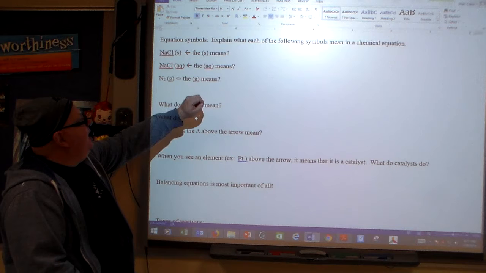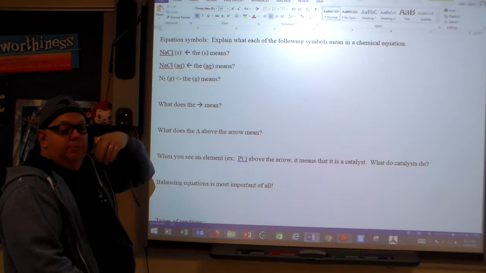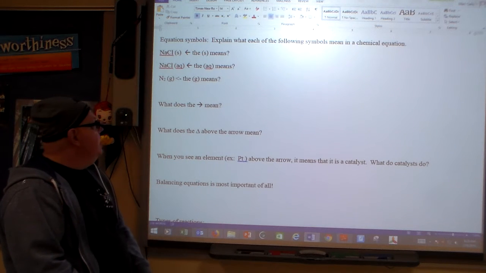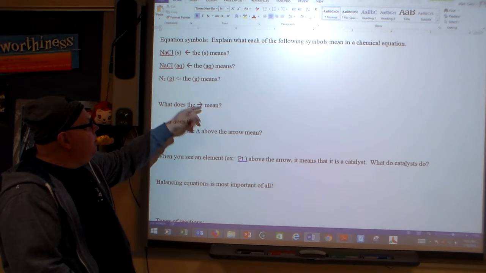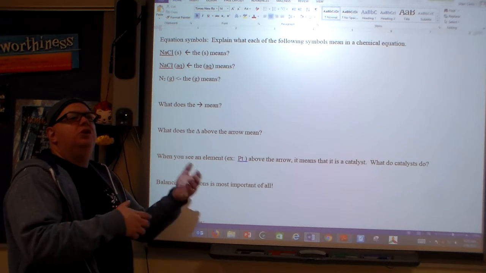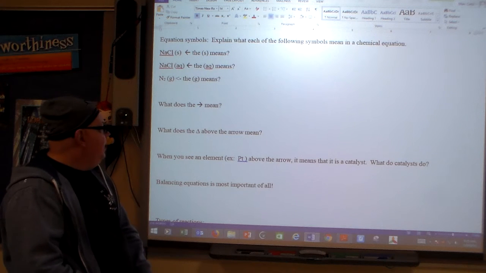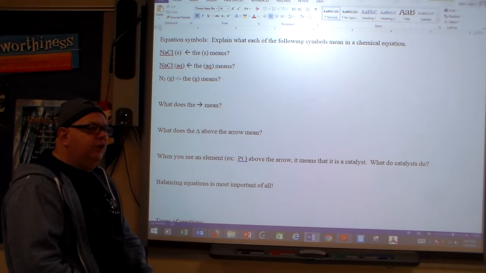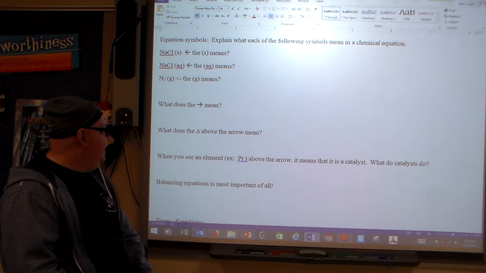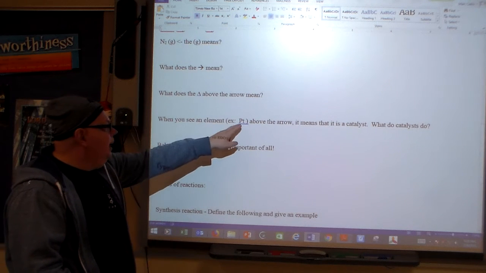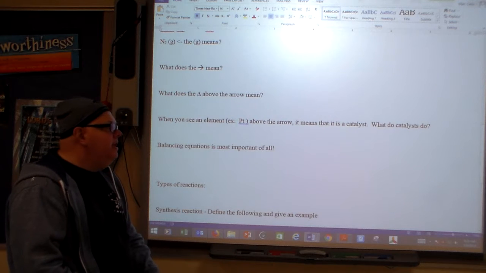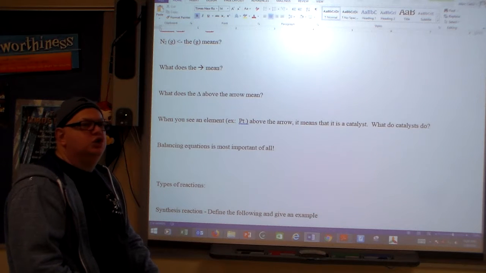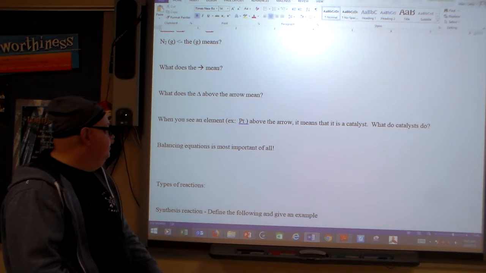So, S, solid. AQ, aqueous, think like solution mixed with water. G means not G-O, it's G for gas. And sometimes you'll see an arrow going up. The arrow pointing this way tells us it's going to result in, it's going to yield. Okay? The triangle above the arrow tells us we're adding heat to this. Okay? When you see an element like PT, platinum, above the arrow, it means that it's a catalyst. What does the catalyst do? It affects how fast the reaction goes, and it doesn't get used up.